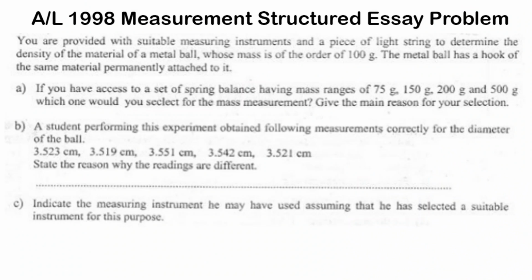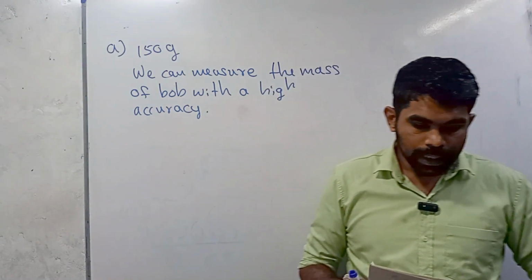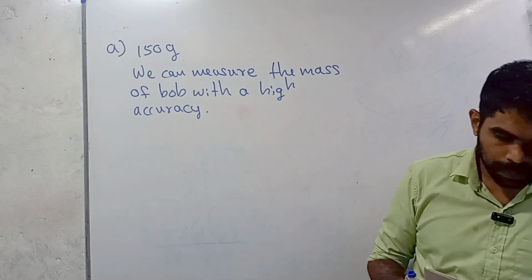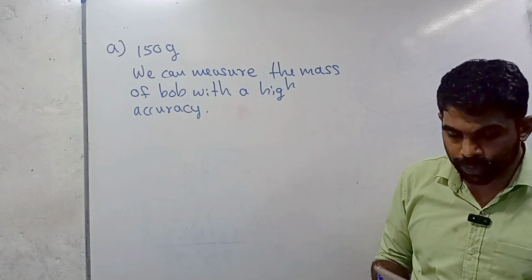In part B, a student performing this experiment obtained the following measurements correctly for the diameter of the ball. State the reason why the readings are different. They have given that all readings are correct readings, but there are different values. We have to explain the reason for the difference of values.